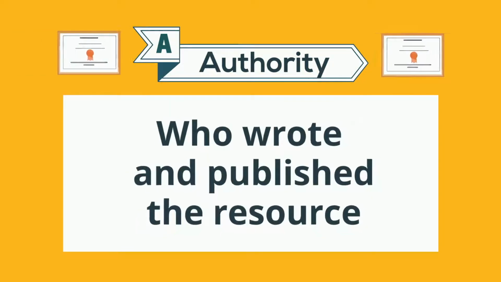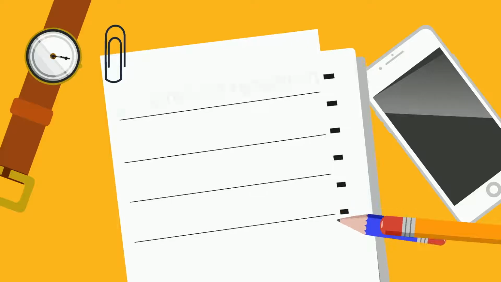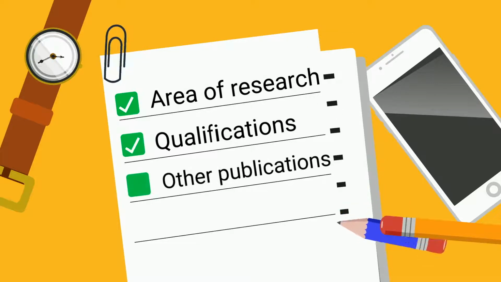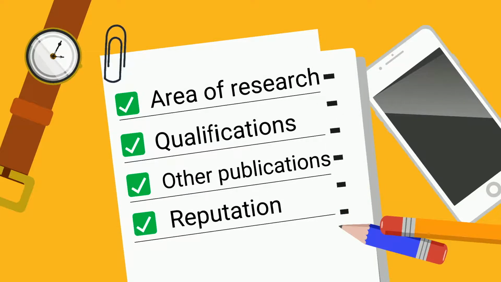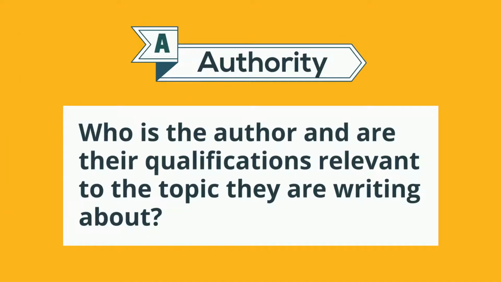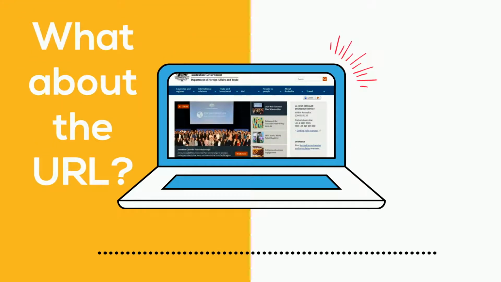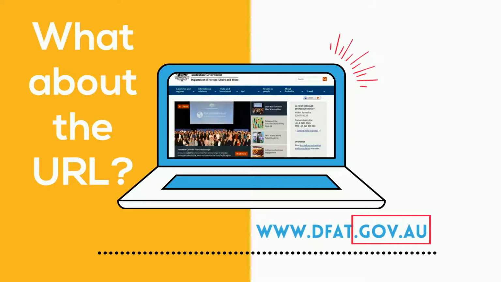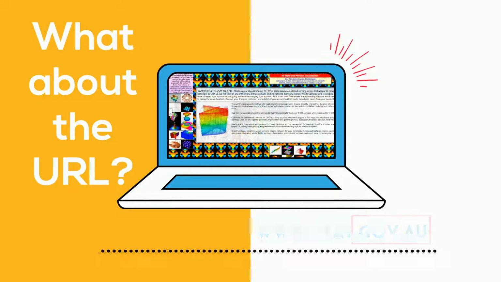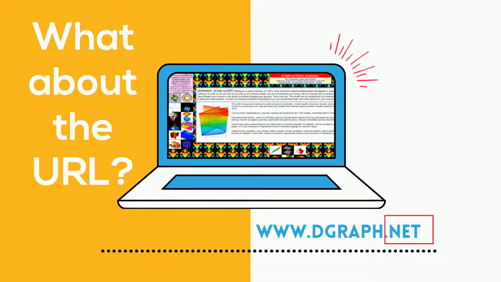Then, authority. Essentially, who wrote and published the resource. Checking the credentials of the author and publisher gives you a pretty good insight into the quality of a source. Questions to think about around authority. Who is the author, and are their qualifications relevant to the topic they're writing about? Has the author provided substantial evidence to back up their information? What about the URL? This can tell you a lot about an information source. .gov.au indicates it is from the Australian government, while .net is way harder to verify.